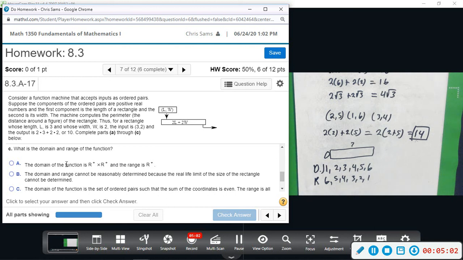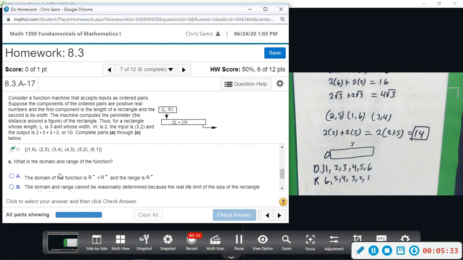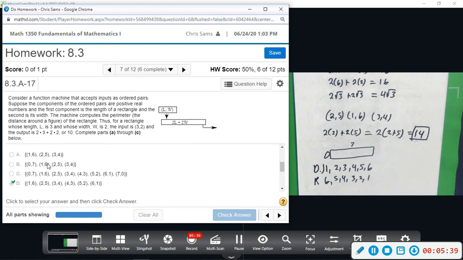The domain of the function, it says, is the positive real numbers cross the positive real numbers. The domain and range cannot reasonably be determined because of the real life limit. The domain and range is the set of ordered pairs where the sum of the coordinates is even. The domain and range of the function are all real numbers. Okay, so I was thinking it's based on the scenario. Let me see if there's some more information.